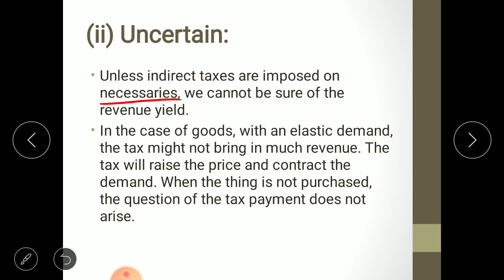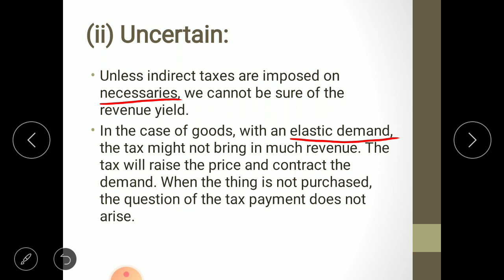Goods with an elastic demand are generally luxury goods only, where if the price increases, demand reduces. Take an example of an air conditioner. If the price of an air conditioner is 50,000 rupees and it increases to 60,000 rupees, some may postpone purchasing the AC because the price increases. They are luxury, not necessary. So elastic demand means when price increases, demand decreases.